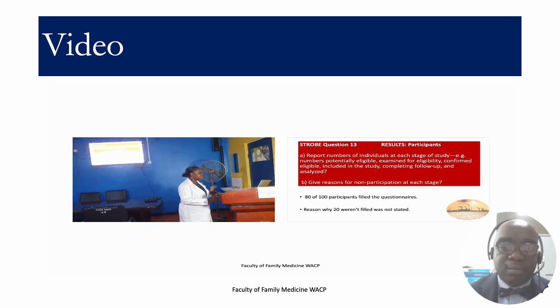So for the results section, STROBE asks: do they report the numbers of individuals at each stage of the study? Once they were potentially eligible, were they examined for eligibility, confirmed eligible, included in the study, and then followed up? This was not particularly done. Dr. Onibide mentioned earlier that even the eligibility criteria was not mentioned.